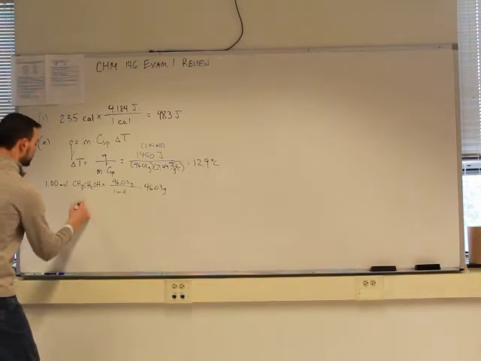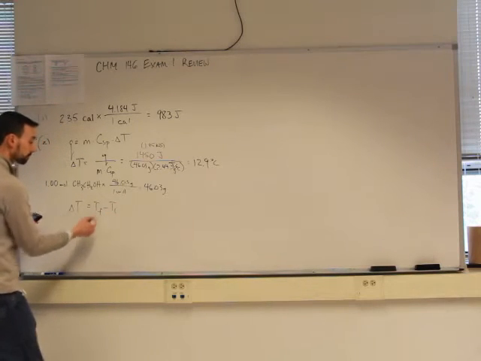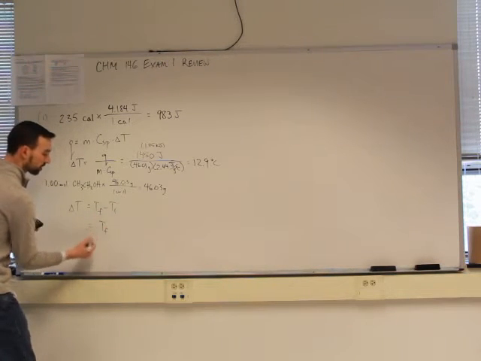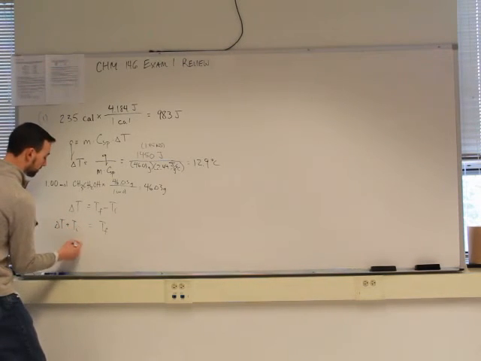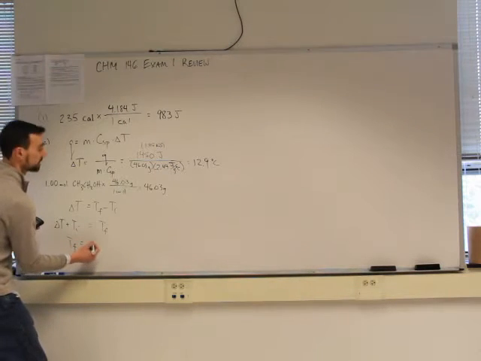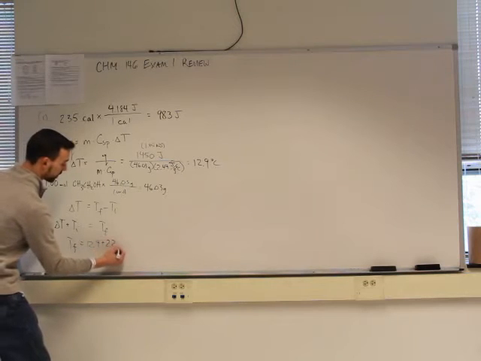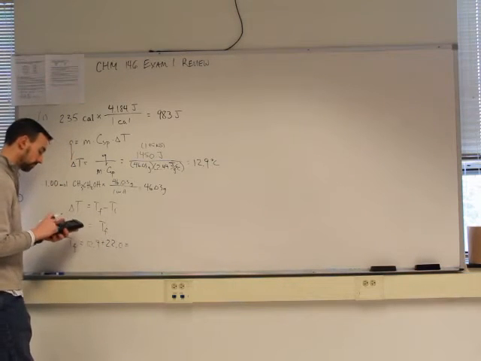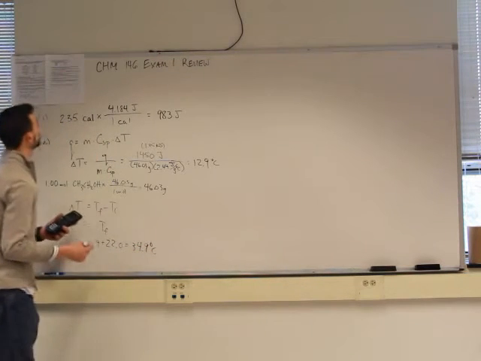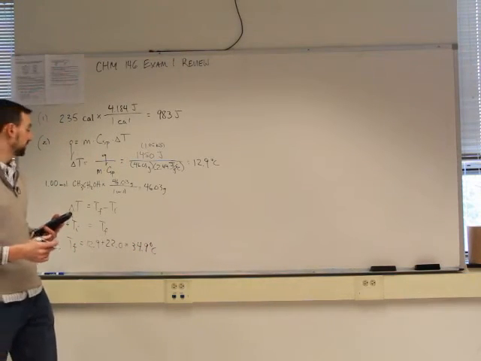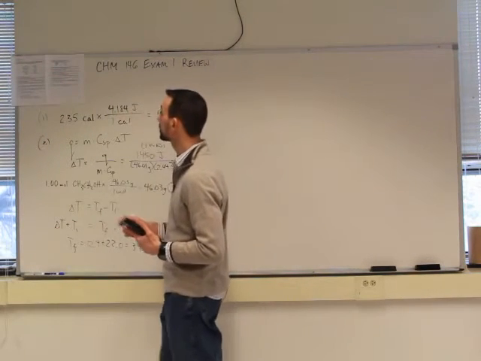Now, our change in temperature, right, is our final temperature minus our initial temperature. So our final temperature, which is what we're asked, would simply be the delta T plus the initial temperature. So T final is this 12.9 plus our initial was 22.0. So 34.9 degrees Celsius should be our final temperature for this sample of ethanol. Okay. Let's move on to our third question.